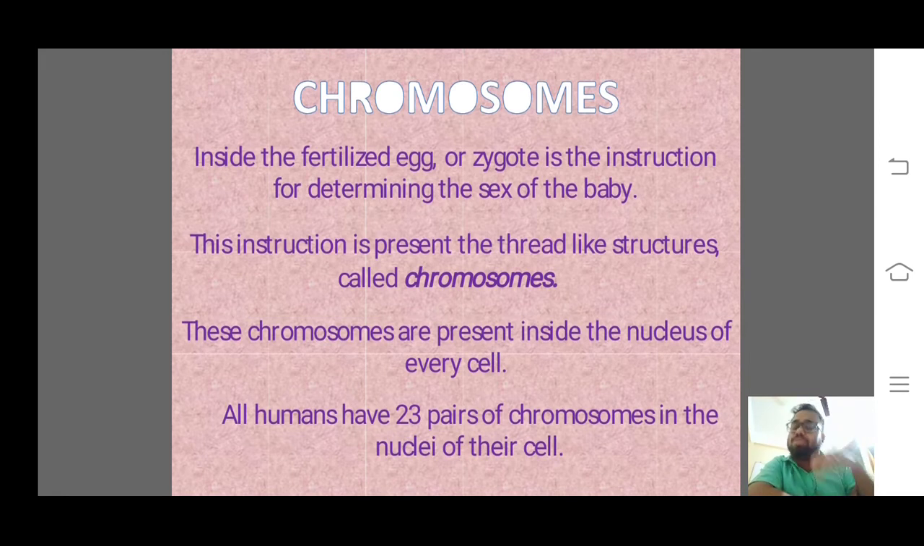So chromosomes, if I define in a shortcut way, are nothing but the thread-like structures which are responsible for determining the sex of the baby, whether it's a boy or a girl. But how? That is our question.